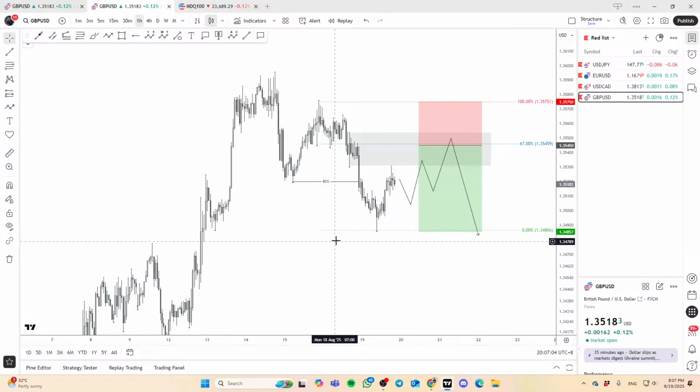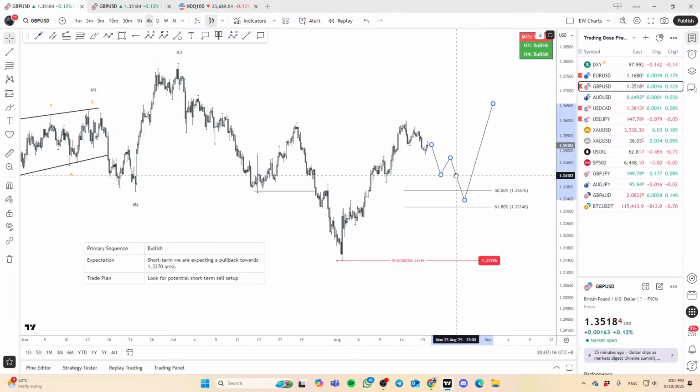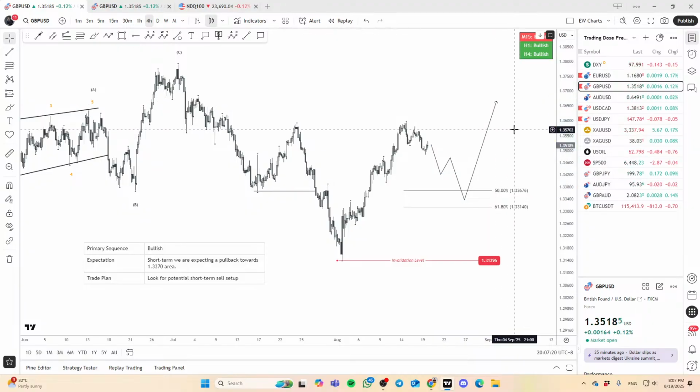Again, this is a very conservative target. If you go back to the higher time frame, there is really quite a bit of downside opportunity that we can capitalize on. Okay, so yeah, GBP USD is definitely another one that you want to have in your watch list, because there might be an opportunity to sell it in the near term.